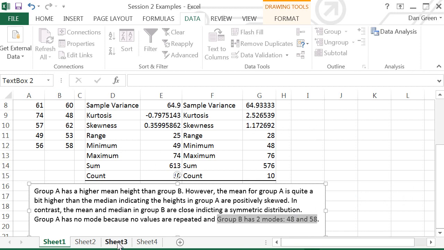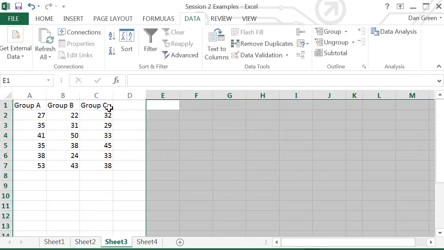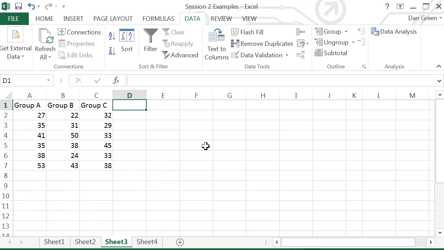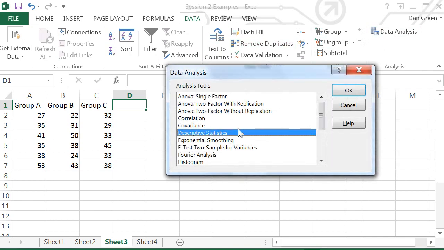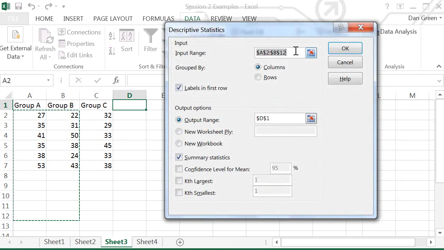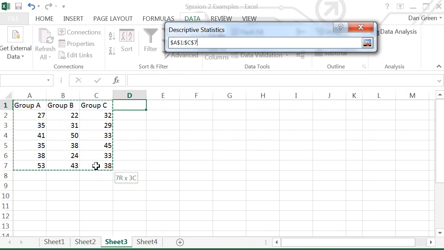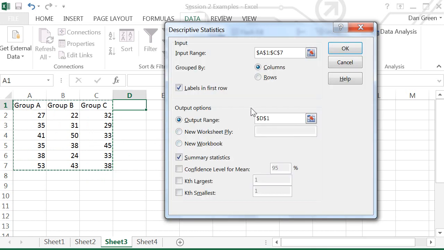They also have another example that they want you to do where they've got three groups, similar to what I have here. We're going to go through the same steps. So on the data tab, we're going to click data analysis. We're going to make sure we've got descriptives checked, click OK. And then for our input range here, we're going to drag across our three groups of data. And we are grouped by columns. Make sure we click labels in the first row.